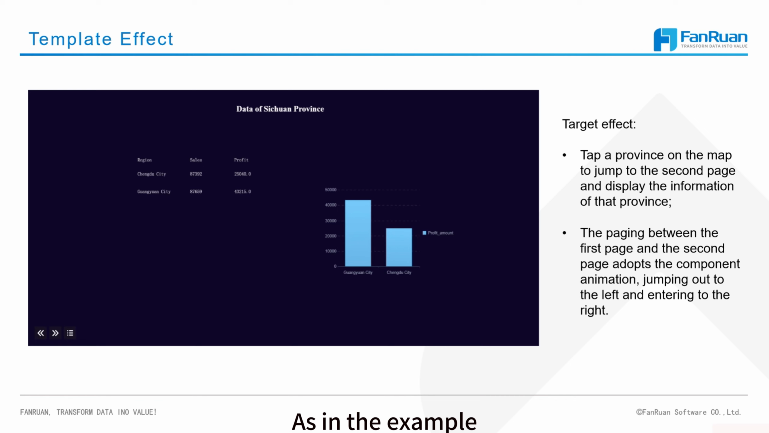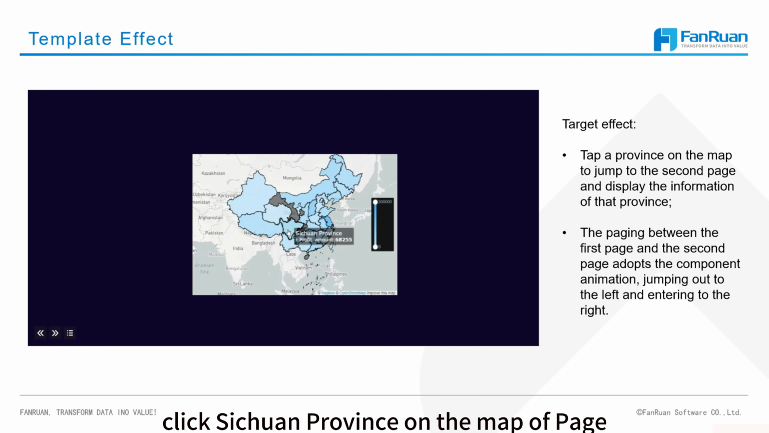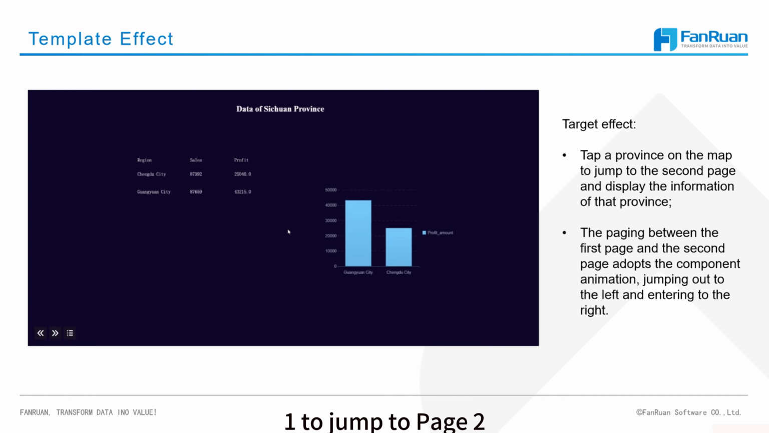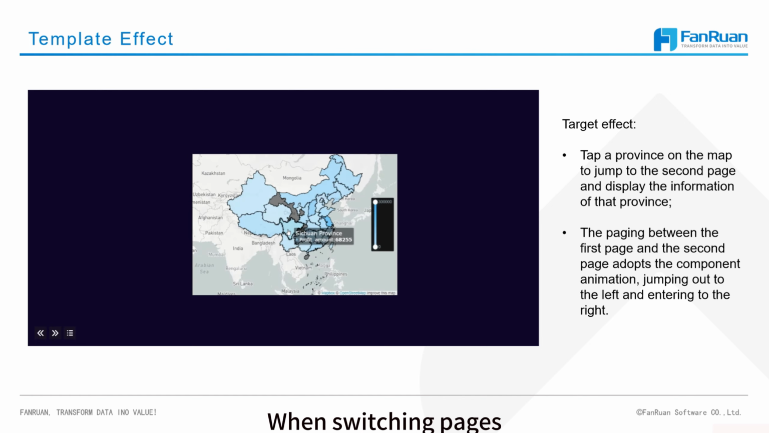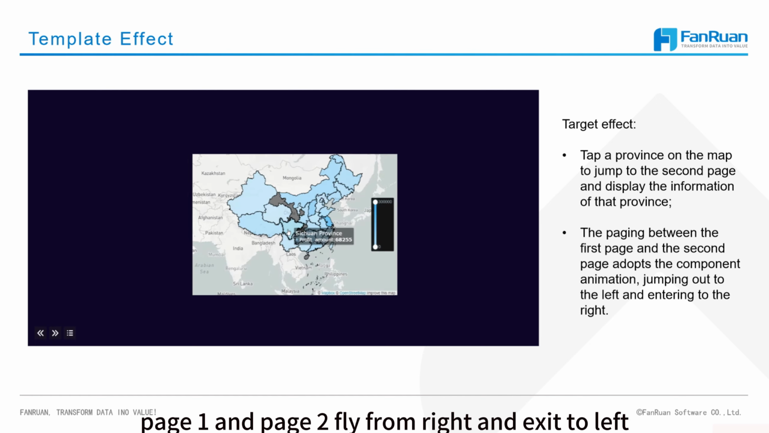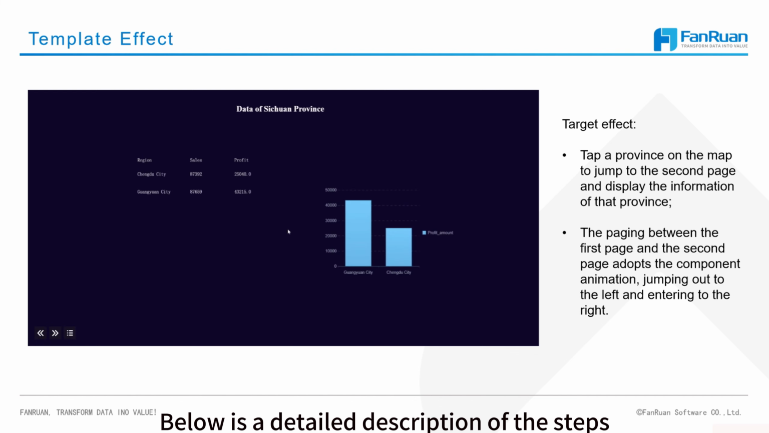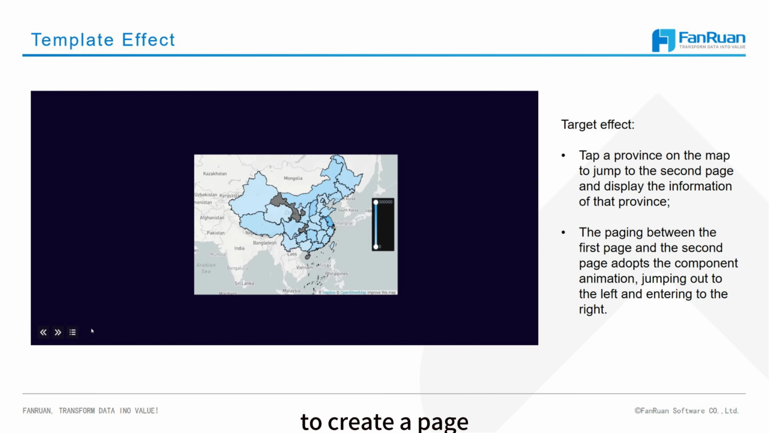As in the example, take Sichuan Province as an example, click Sichuan Province on the map of page 1 to jump to page 2 to display the information of Sichuan Province. When switching pages, page 1 and page 2 fly from right and exit to left. Below is a detailed description of the steps to create a page.